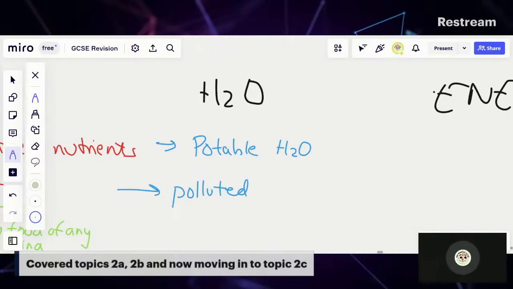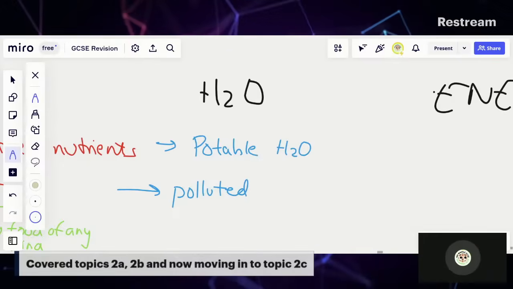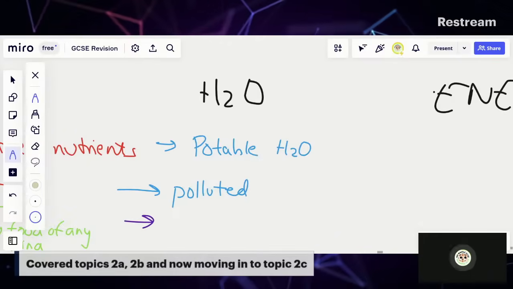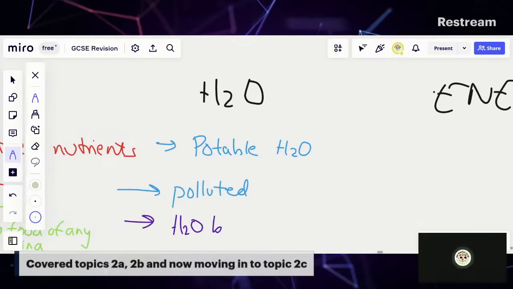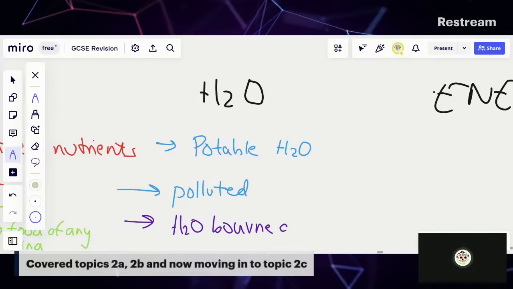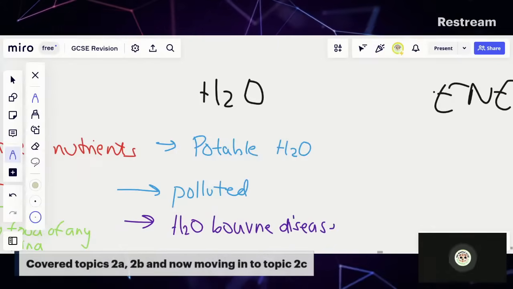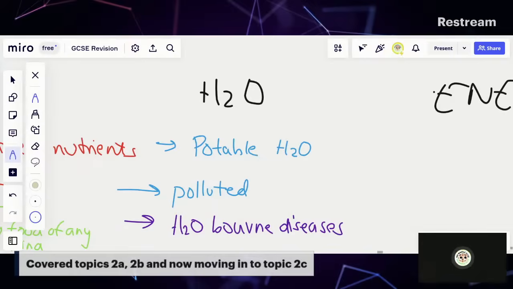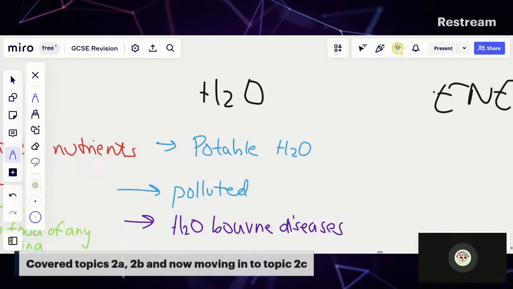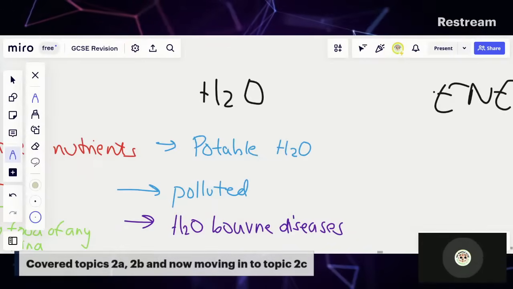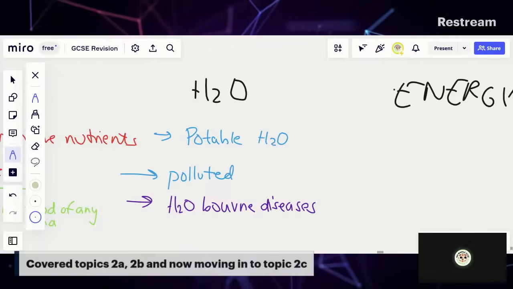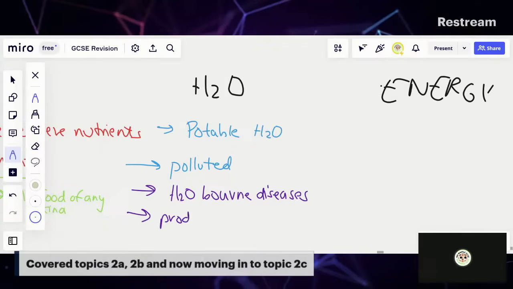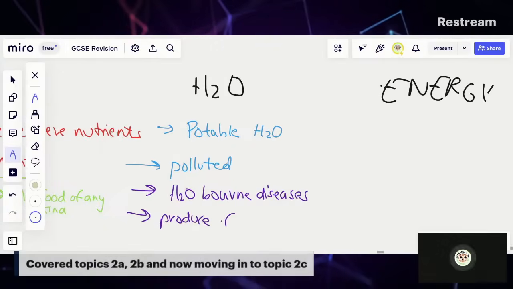Now, it can get polluted by things such as sewage, and this can therefore cause diseases. These diseases are referred to as waterborne diseases, things like typhus and dysentery. They kill a lot of people every single year, and water is also needed to produce food as well. So, irrigation systems and things like that.